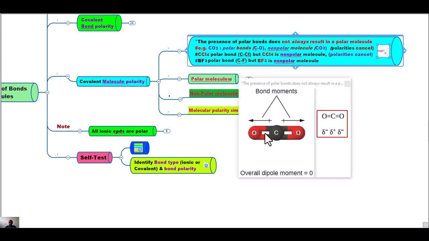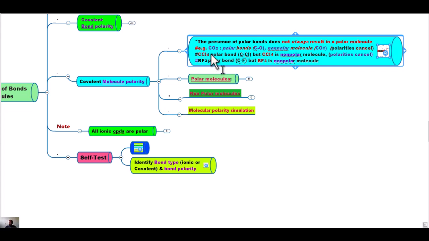If you consider this diagram, the bond between oxygen and carbon is polar, and the bond between this carbon and this oxygen is polar, but the molecule as a whole is non-polar because this polarity and this polarity cancel each other, so the overall dipole moment becomes zero. So the molecule by itself is a non-polar molecule, but the bonds are polar.